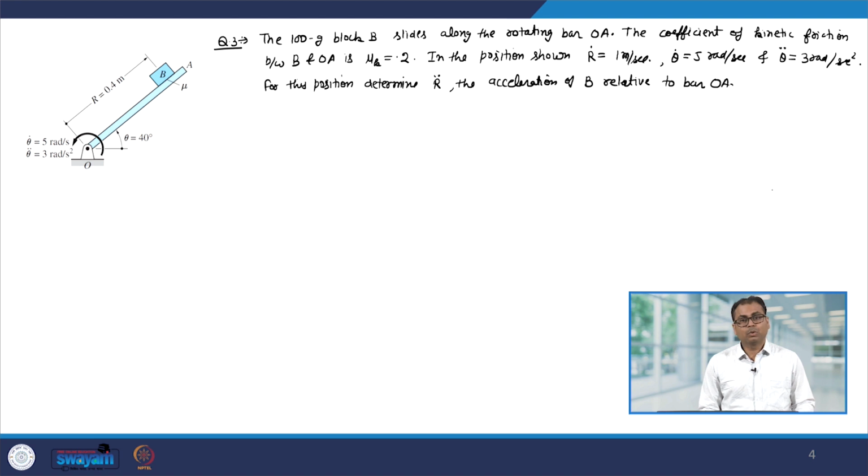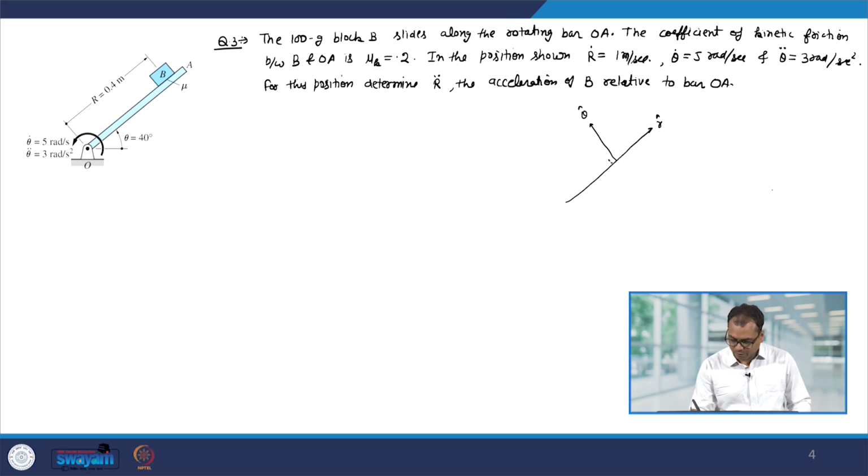For r equal to 0.4 meter, the value of r dot, theta dot and theta double dot is given, and we have to find out the value of r double dot. Let us look at the free body diagram of the block B. So, along the rod, let us take r cap, and theta cap therefore will be perpendicular to it.